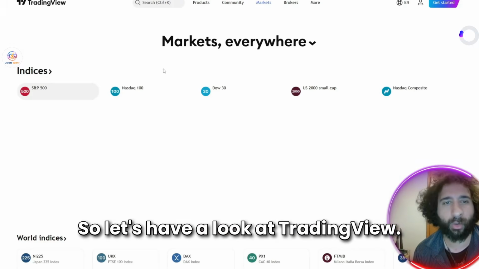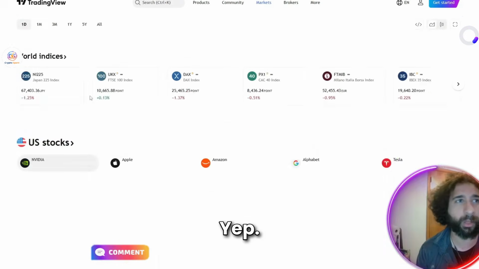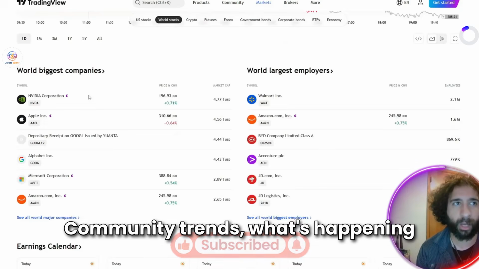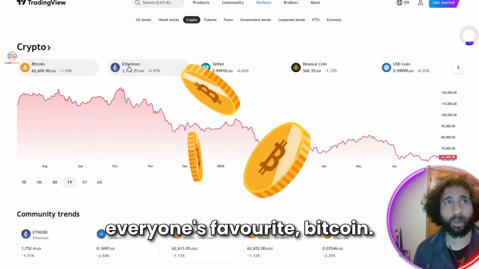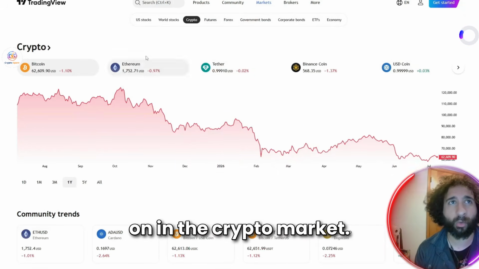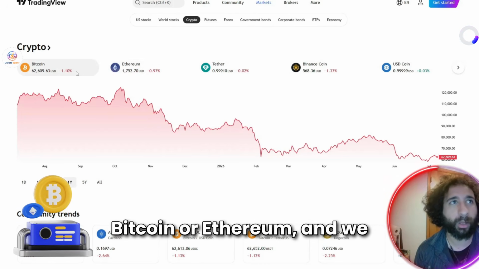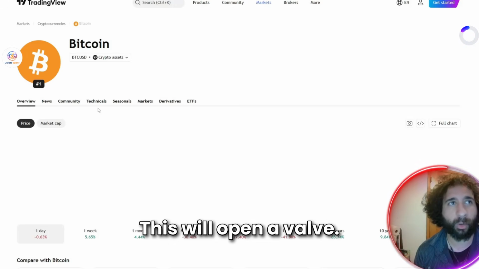So let's have a look at TradingView. We can see that it's got information from all over the world. Yep, indices, stocks, you name it, it's all here. Community trends, what's happening with commodities, and of course, everyone's favorite, Bitcoin. We can see what's going on in the crypto market. We can see popular ones like Bitcoin or Ethereum, and we can also click on them to see what's going on with them. So here, this will open it up.